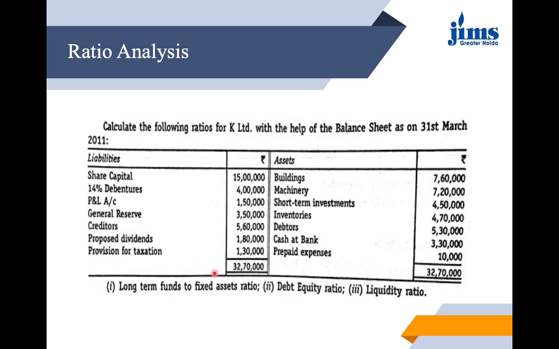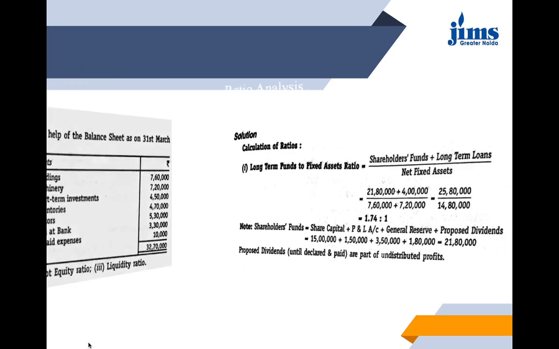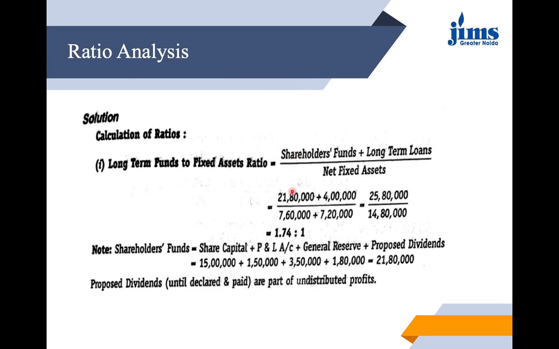Now next we need to consider fixed assets. You have buildings and machinery, that is 7,60,000 and 7,20,000. Let us have a look at the solution. This is the amount for shareholders fund that we have calculated, 21,80,000. We have debentures under long-term loans, and net fixed assets. We have two items mentioned here, and the ratio is calculated as 1.74:1.